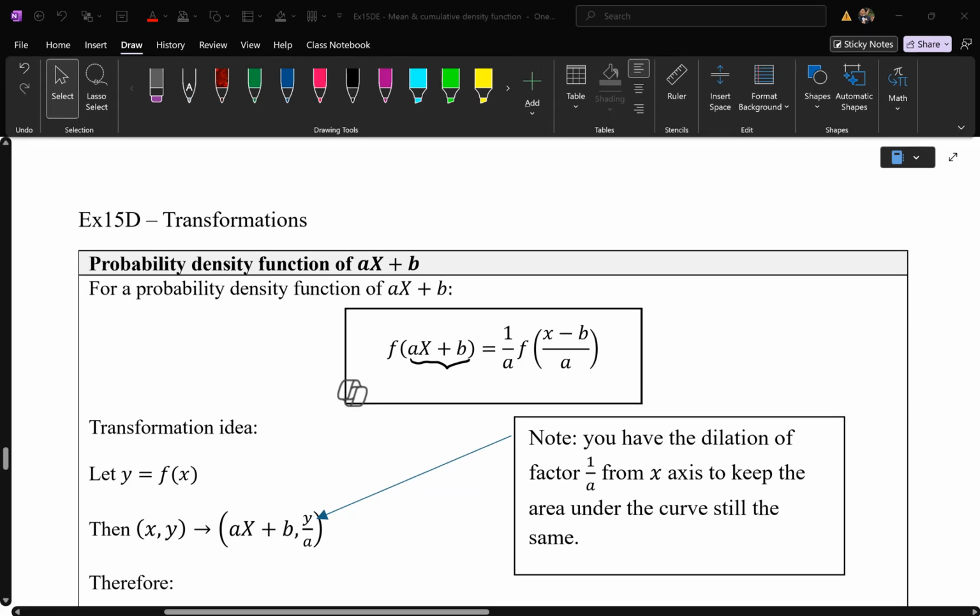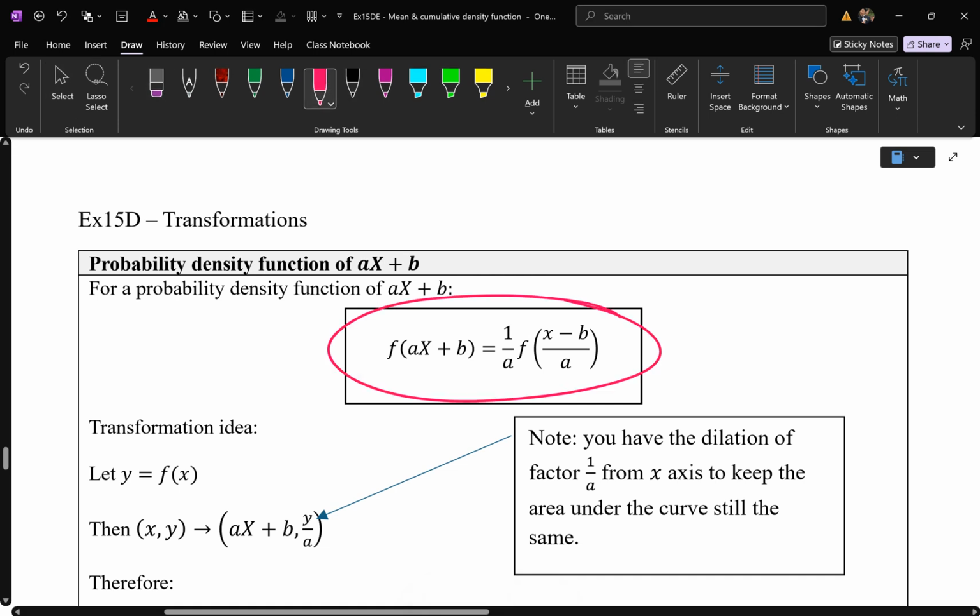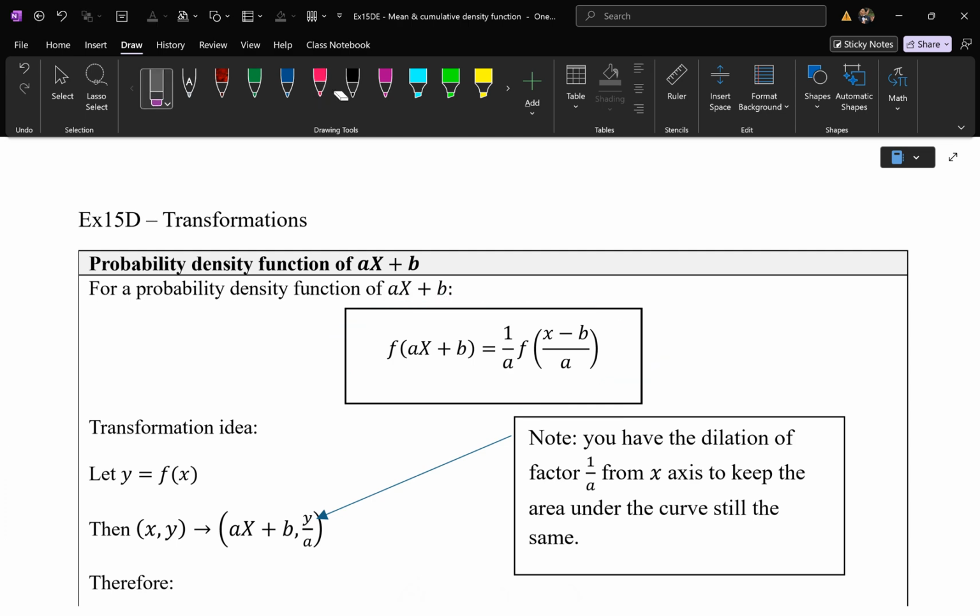Hey there. In this video, I'm going to focus on just the transformation section of exercise 15D, just this box here that I had in my notes. I felt like in class I didn't explain this too well, or why it was confusing.